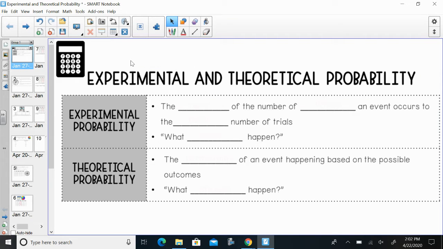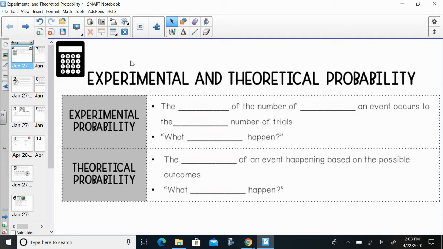Hi, students. Today we're going to be talking about experimental and theoretical probability. I'm going to go through these notes pretty quickly. You are allowed to use a calculator if you have one. Make sure that you've printed off the notes beforehand to make this a lot easier.